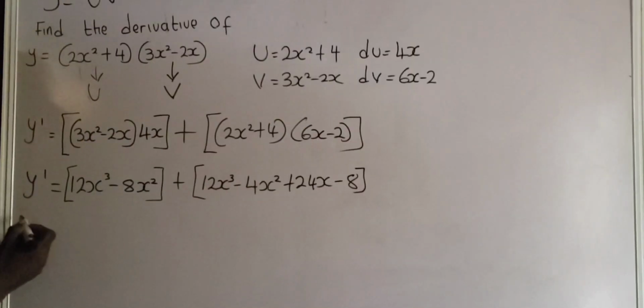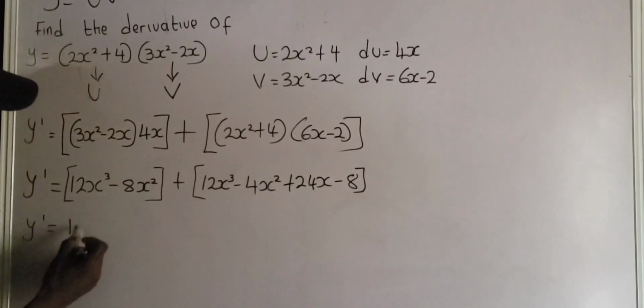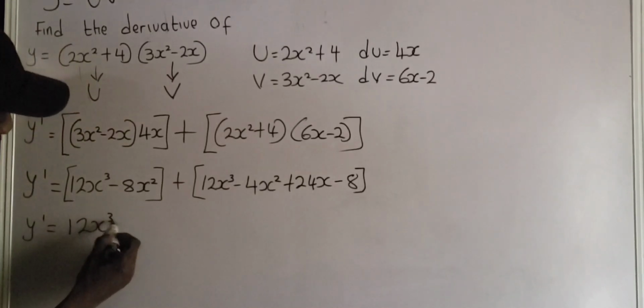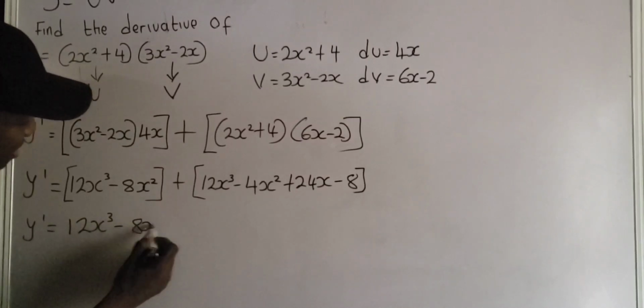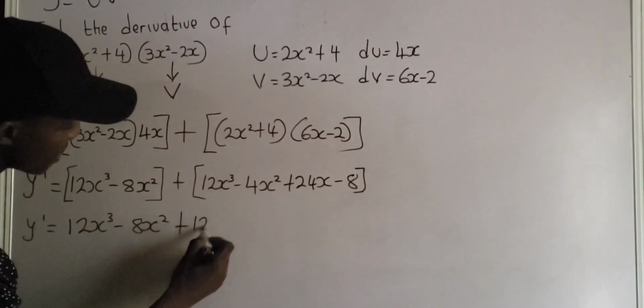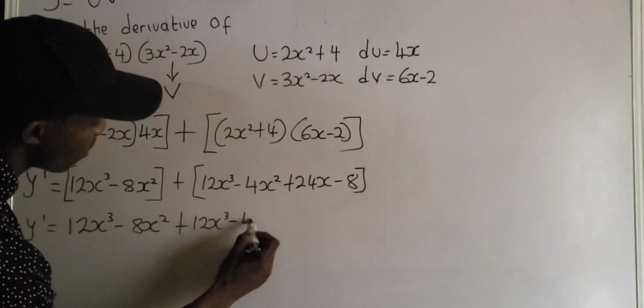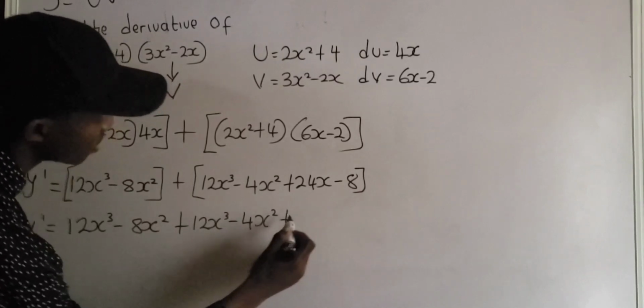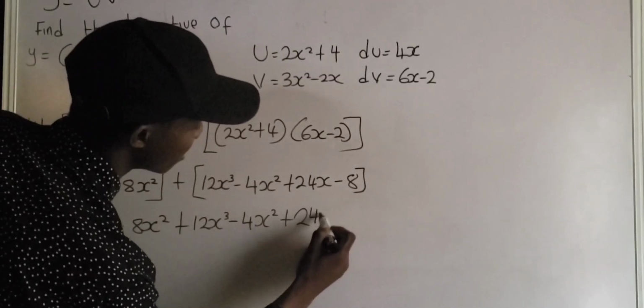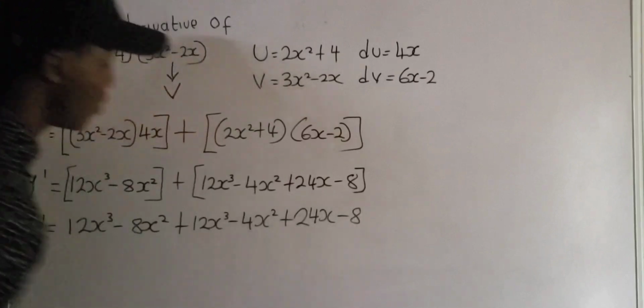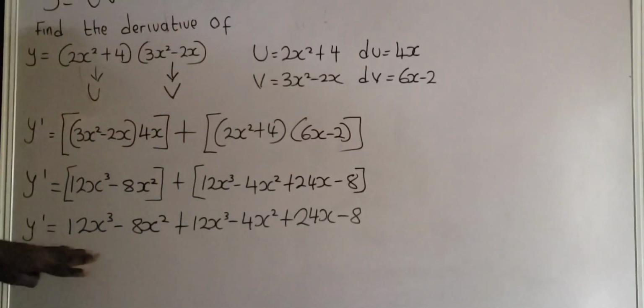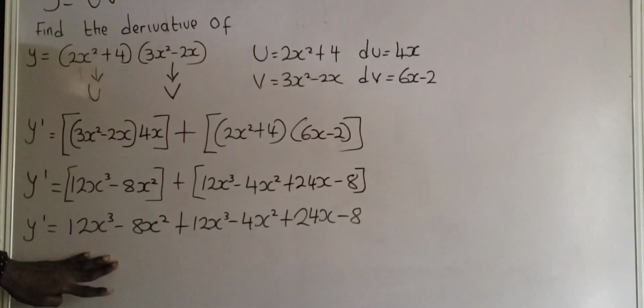Now let us proceed. The derivative of y is equals to, just open the bracket, 12x raised to the power of 3 minus 8x raised to the power of 2 plus 12x raised to the power of 3 minus 4x raised to the power of 2 plus 24x minus 8. Do you understand? Now, I want you to pay attention here.